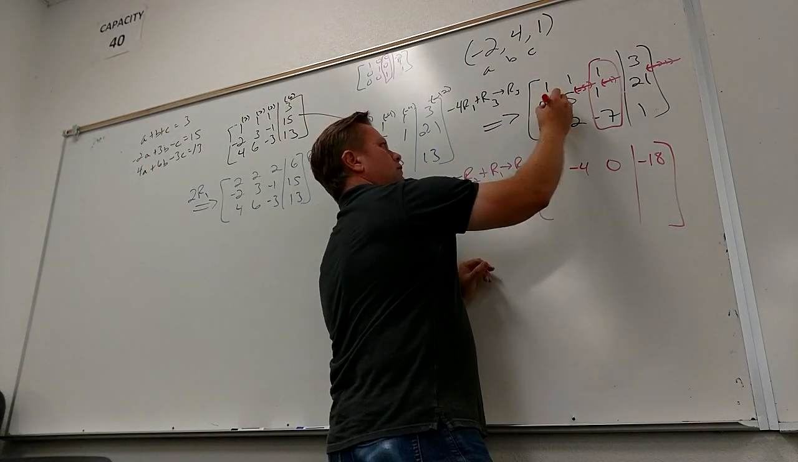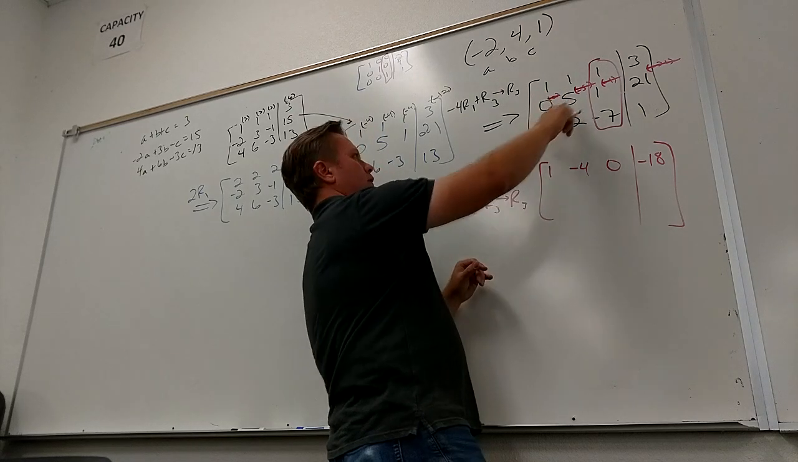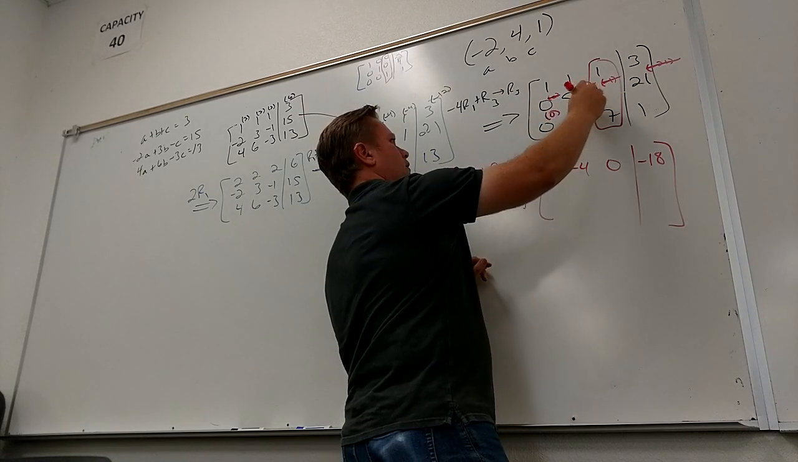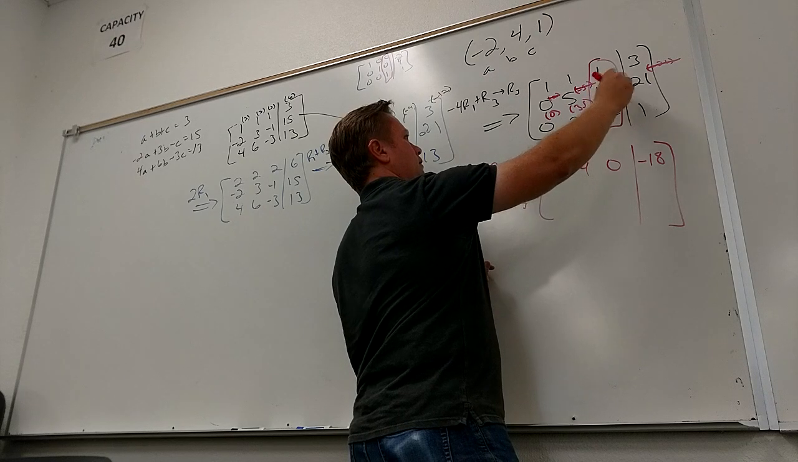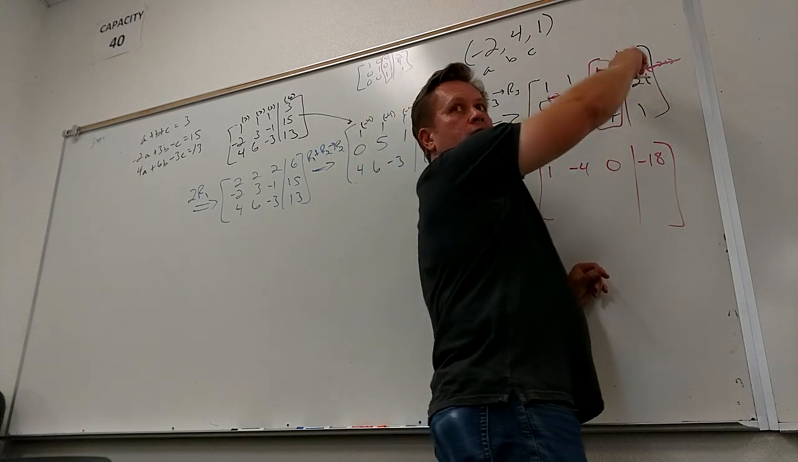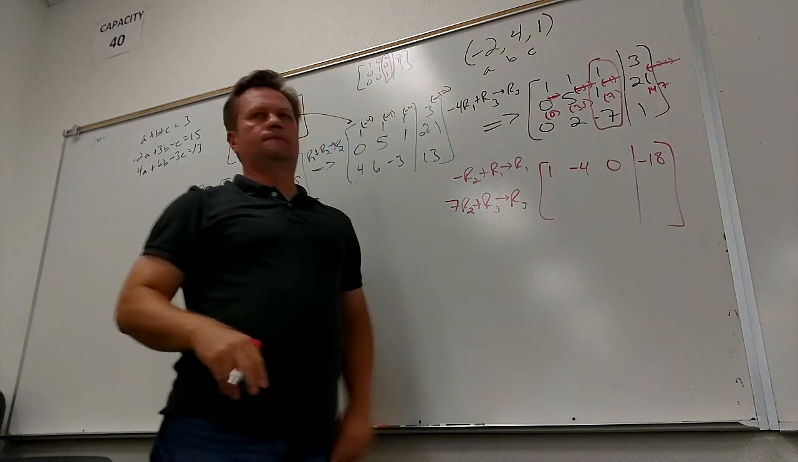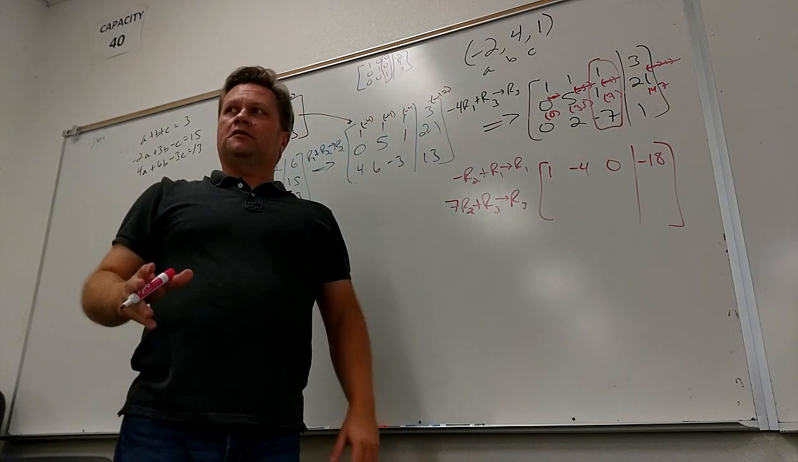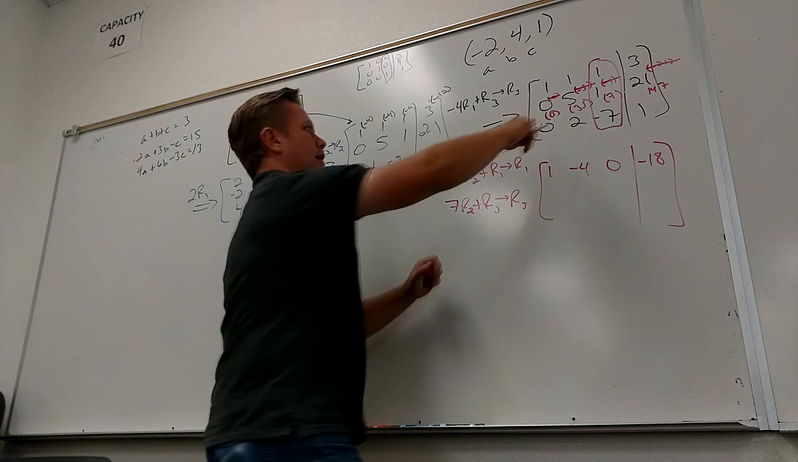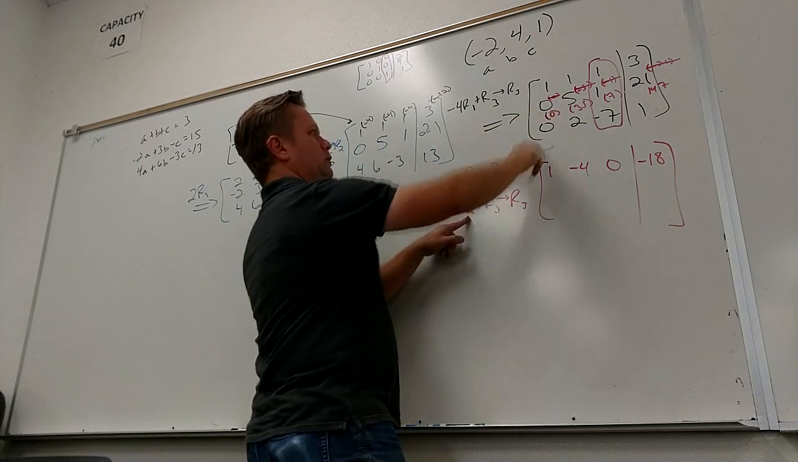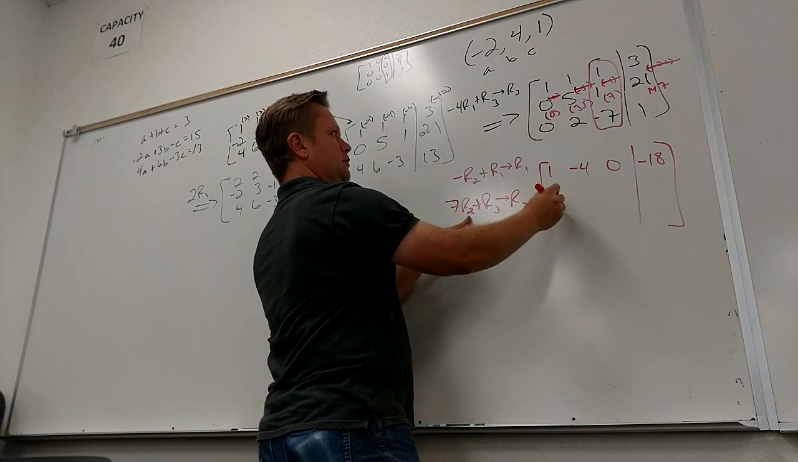7 times 0? 0. 7 times 5? 35. 7 times 1? 7. 7 times 21? 147. I like it. Don't freak out. So now, 7 row 2 plus row 3. 0 plus 0 is 0.